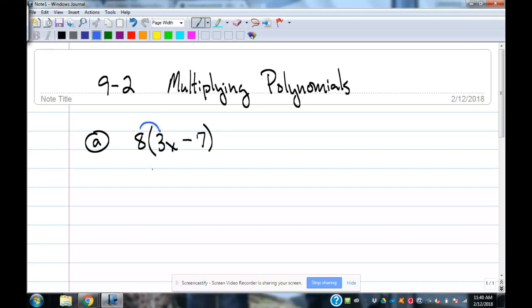8 times 3x would be 24x. 8 times -7, -56. And you're done. Okay? What would the degree of this be? 1. The exponent on the x is 1. That's the only one there is, so that's the degree.